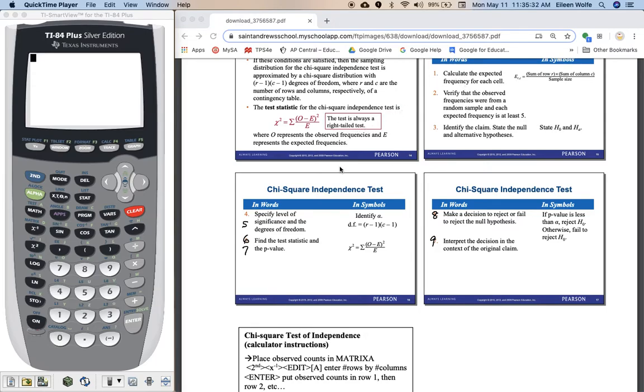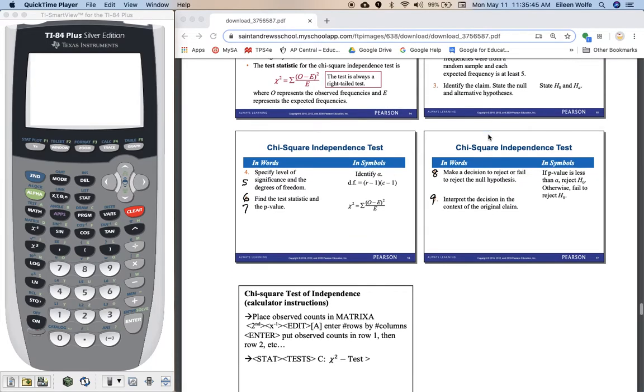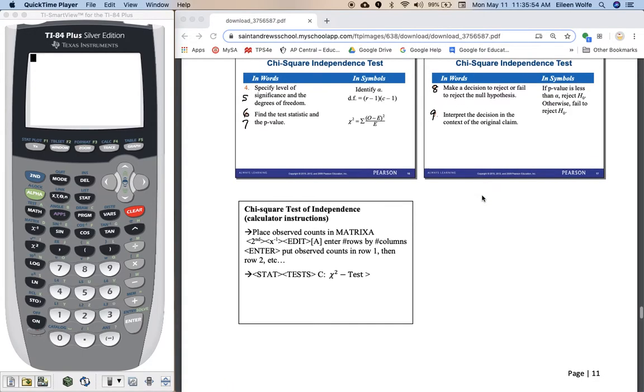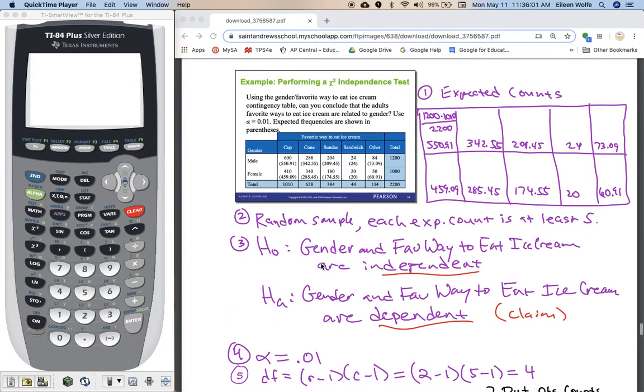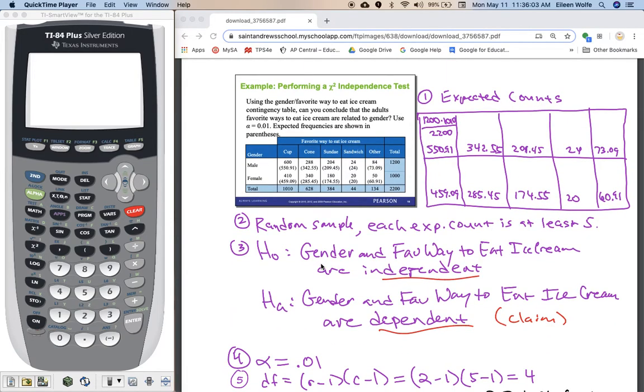I've mapped out the 9 steps that we're going to carry out, and very similarly to section 10.1, you start out with getting the expected frequencies from this formula. You verify your conditions, you write your H0 and HA, you write down your alpha level, your degrees of freedom, you calculate the test statistic and p-value, and then you make the decision and interpret it. You'll see some shortcuts on the calculator once I get to an example. So first example here, already written out for you.